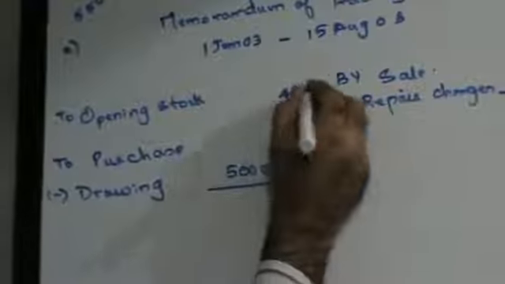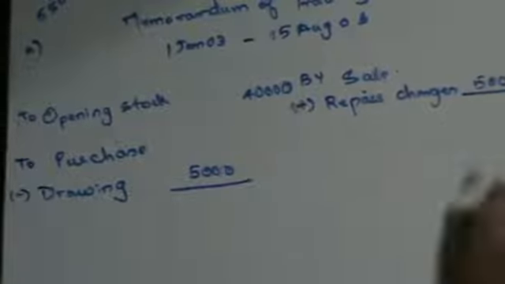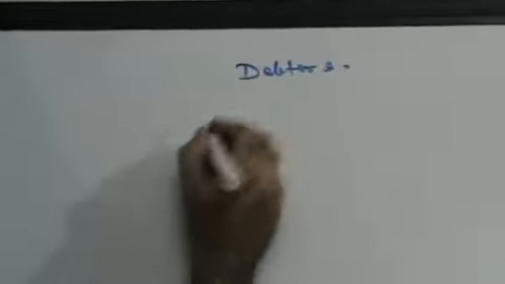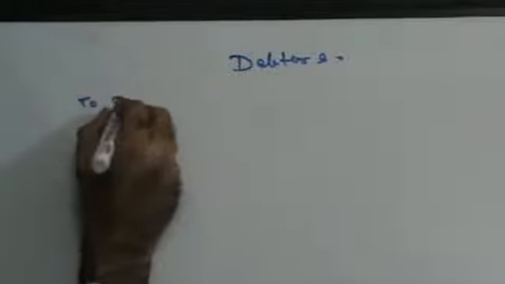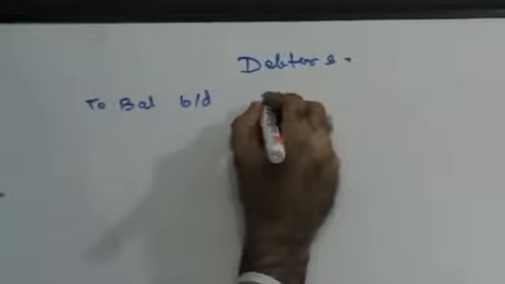Opening stock is given to you as 40,000. Next, debtors in the beginning. Here I need to make a debtors account now. Debtors is an asset, so the opening balance will go on the debit side: To balance brought down, amount is 20,500.